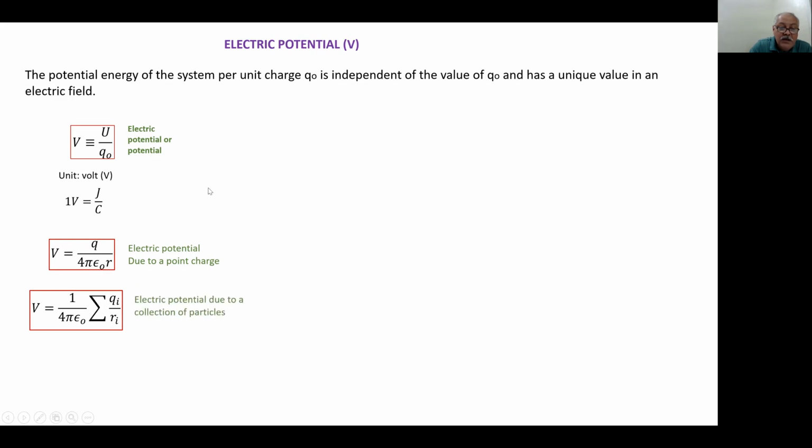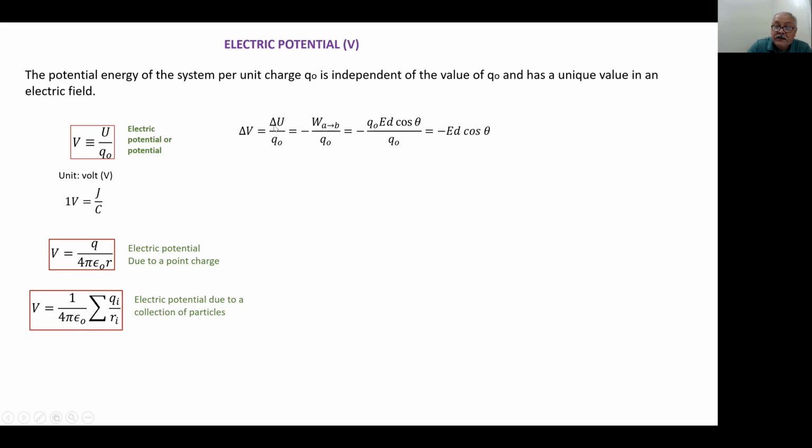Okay, and this is when we have a collection of charges. To find the total potential produced by a bunch of charges, it is going to be 1 over 4 pi epsilon naught times the sum of Qi over Ri, correct? Perfect. And now let's go for the change, or potential difference. This is a change in the electric potential, or potential difference. This is actually called voltage. The potential difference is voltage.